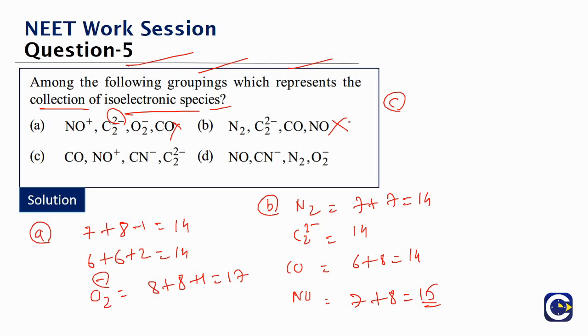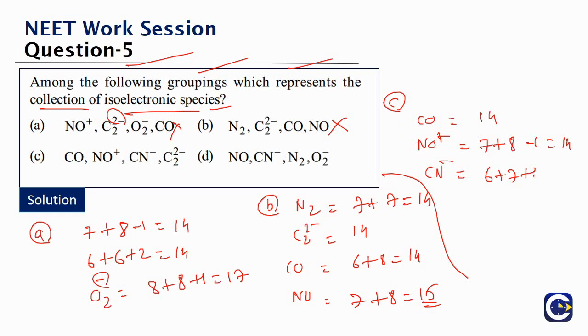Now we have to come to option C. Option C is what? CO, already we did it, 14. NO plus: nitrogen is 7, oxygen is 8, and plus means we are removing 1 electron. So 7 plus 8 is 15, minus 1 will be 14. Then CN minus: carbon is 6, nitrogen is 7, and minus means we add 1 electron. So 6 plus 7 is 13, 13 plus 1 will be 14.